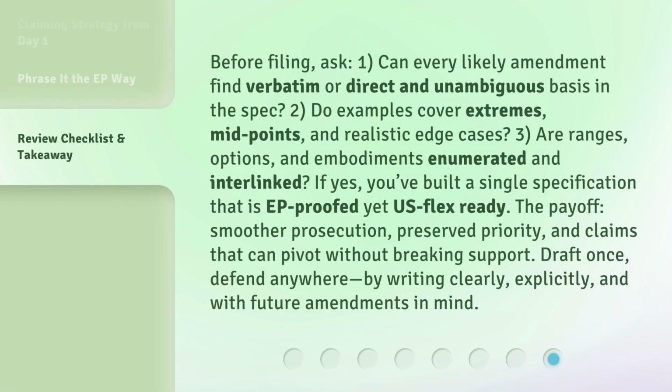Before filing, ask: 1. Can every likely amendment find verbatim or direct, unambiguous basis in the spec? 2. Do examples cover extremes, midpoints, and realistic edge cases? 3. Are ranges, options, and embodiments enumerated and interlinked? If yes, you've built a single specification that is EP-proofed yet US Flex ready.